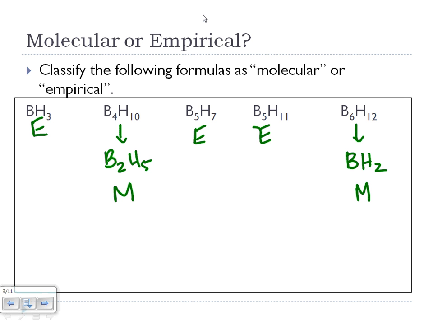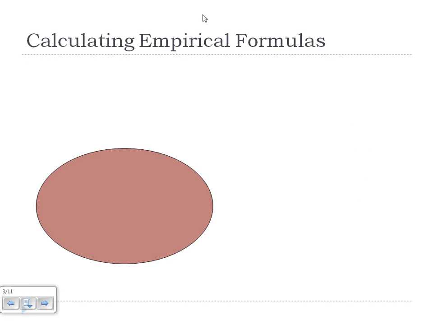What I want you to understand is the difference between the two. If it's a molecular compound, do not reduce. You're not supposed to reduce unless you are asked to find the empirical formula. So when you're naming, the only time you can reduce is for an ionic compound. Hopefully that's clear for you.